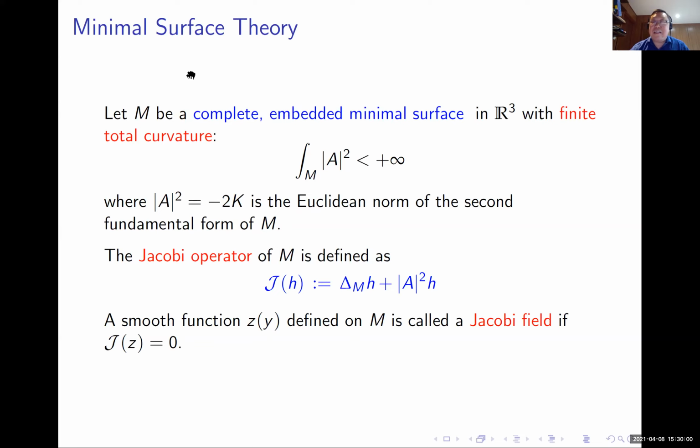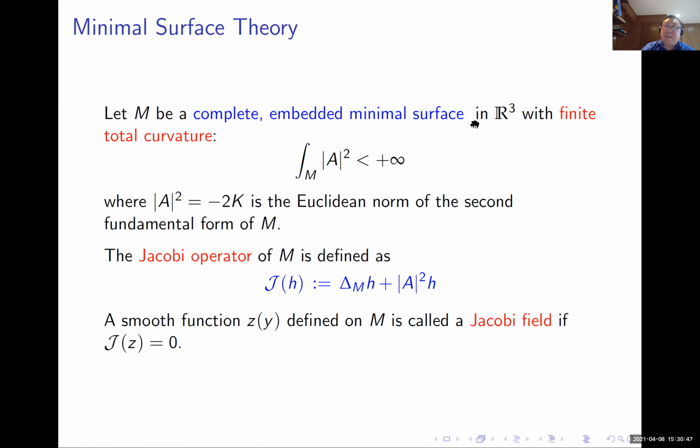Okay. So let me now first discuss the minimal surface. Suppose I have a complete embedded minimal surface in R3 with finite total curvature. Finite total curvature means that the second fundamental form is L1. And for minimal surfaces, we introduce the so-called Jacobi operator, which is the perturbation of the minimal surface in the normal direction. This is the Laplace-Beltrami operator on M plus the second fundamental form.